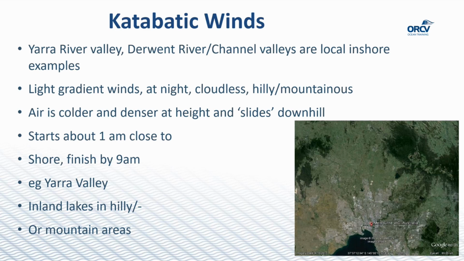And it can get up. I don't know how many people are familiar with Brighton, but the wind, the katabatic running out of the Yarra River at Williamstown runs along the coast, and by the time it gets to Brighton, it can make a good 15, 20 knots.